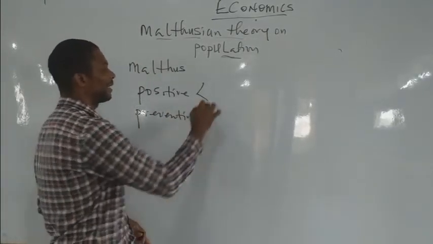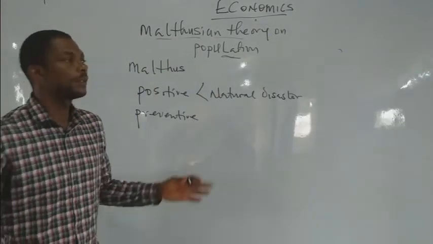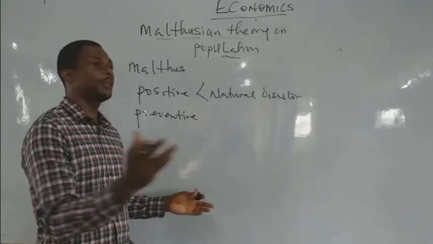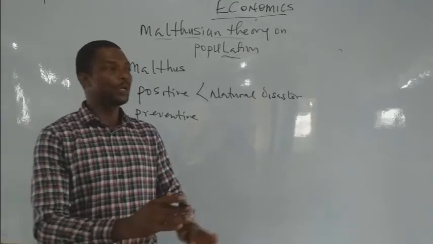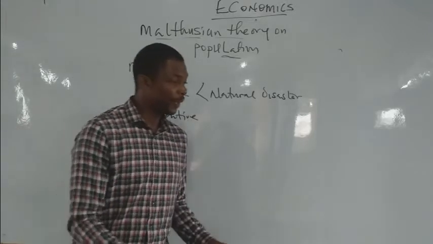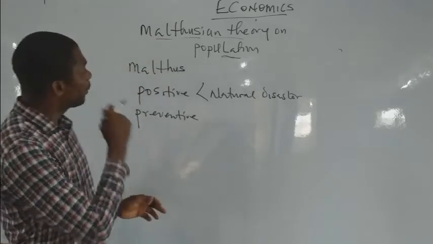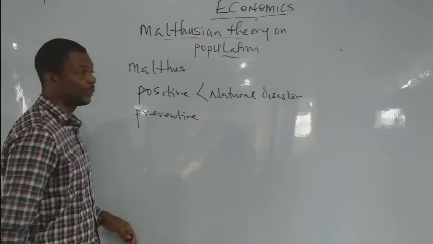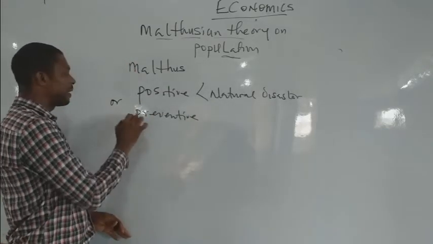Positive approach like natural disasters, such as tsunami, earthquake, such as anything that can naturally occur, epidemics. Now we have COVID-19. So he said unless the population is checked through this positive method, which is natural disasters, of which I've given some examples, or preventive method, which is what?